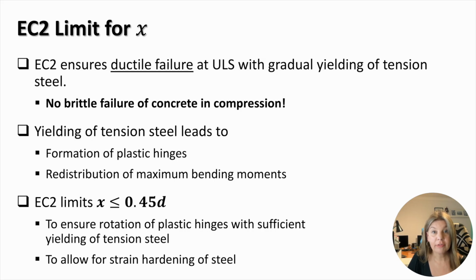Eurocode 2 further reduces the maximum depth for the neutral axis, or the depth of the concrete compression zone, to 0.45 times the effective depth of the section. This ensures ductile failure with gradual yielding of tension steel, the formation of plastic hinges with sufficient rotational capabilities, allowing for redistribution of maximum bending moments.